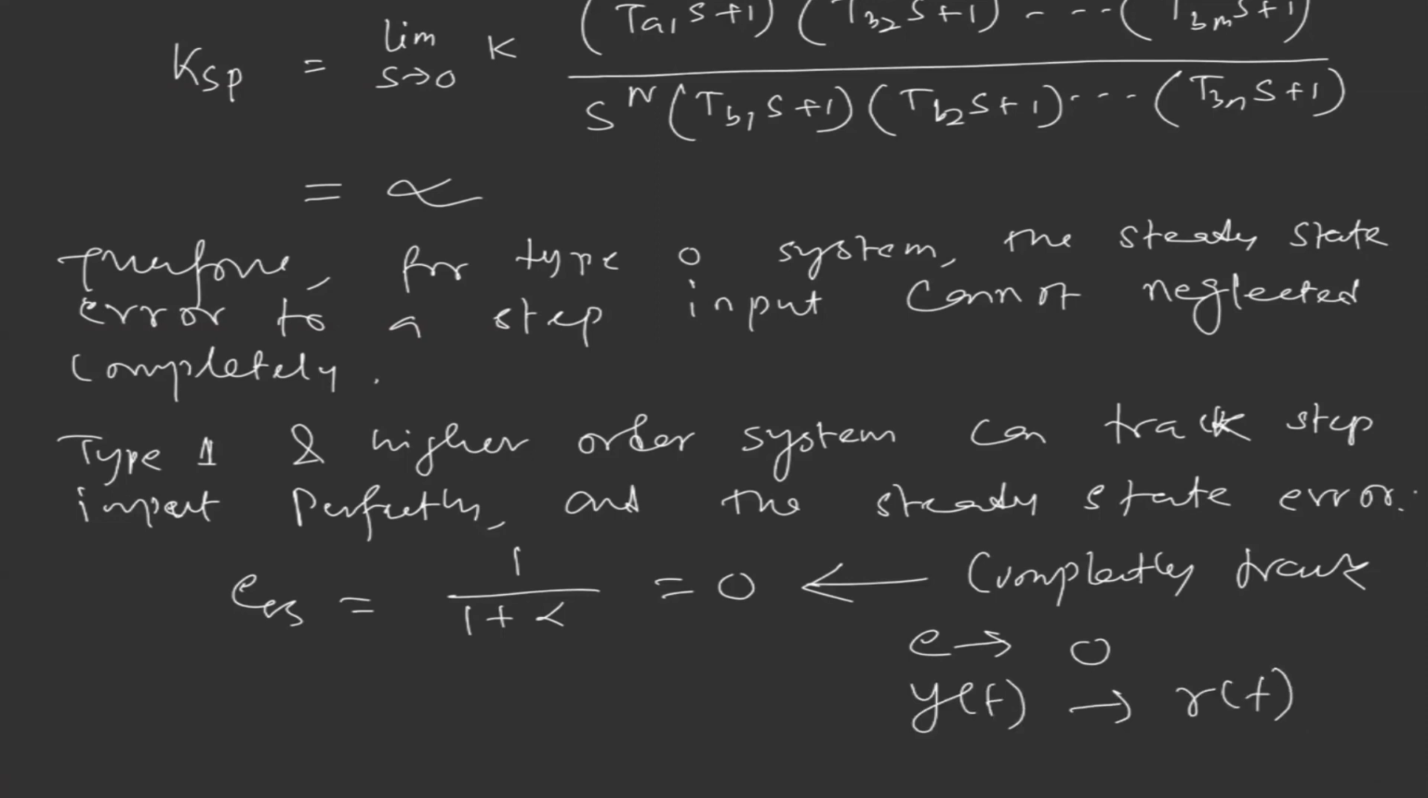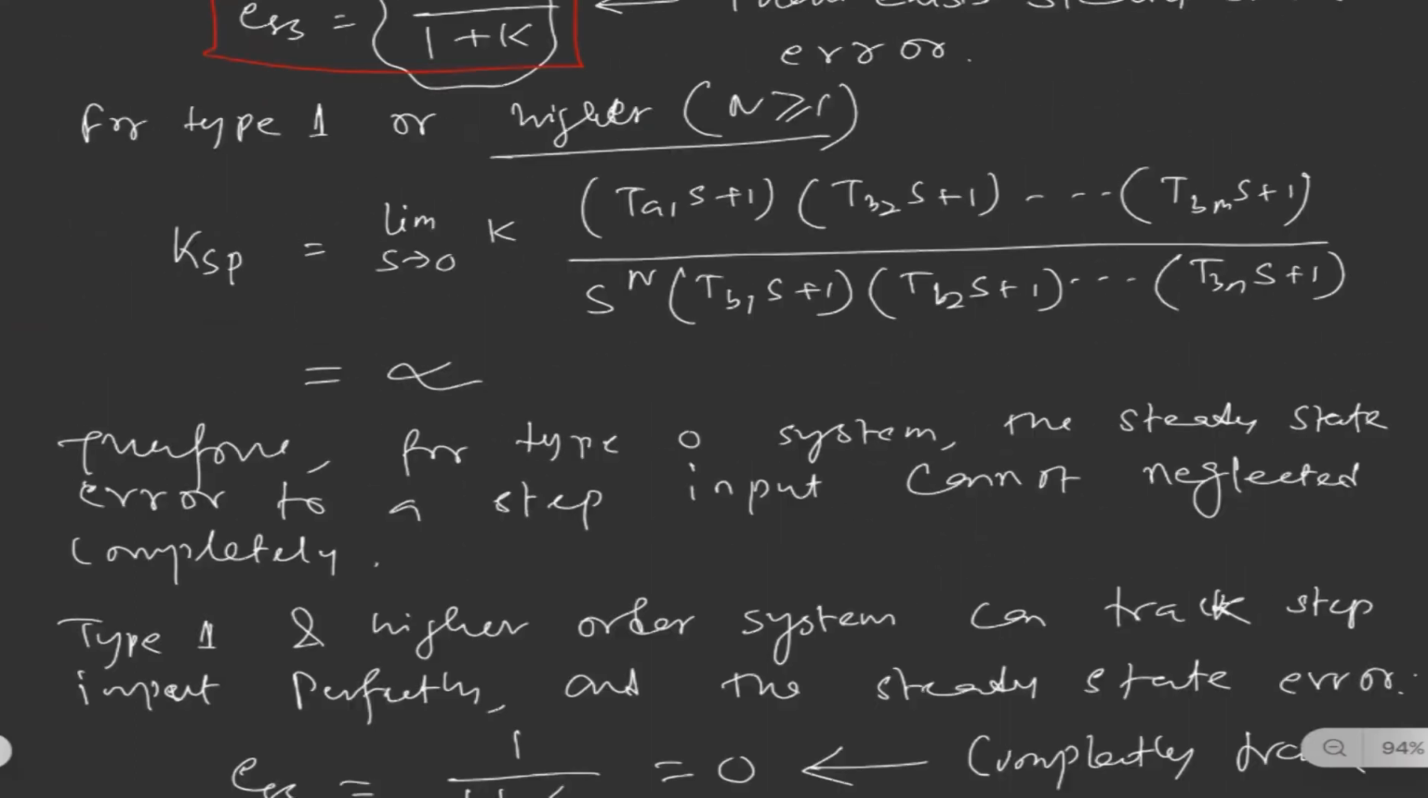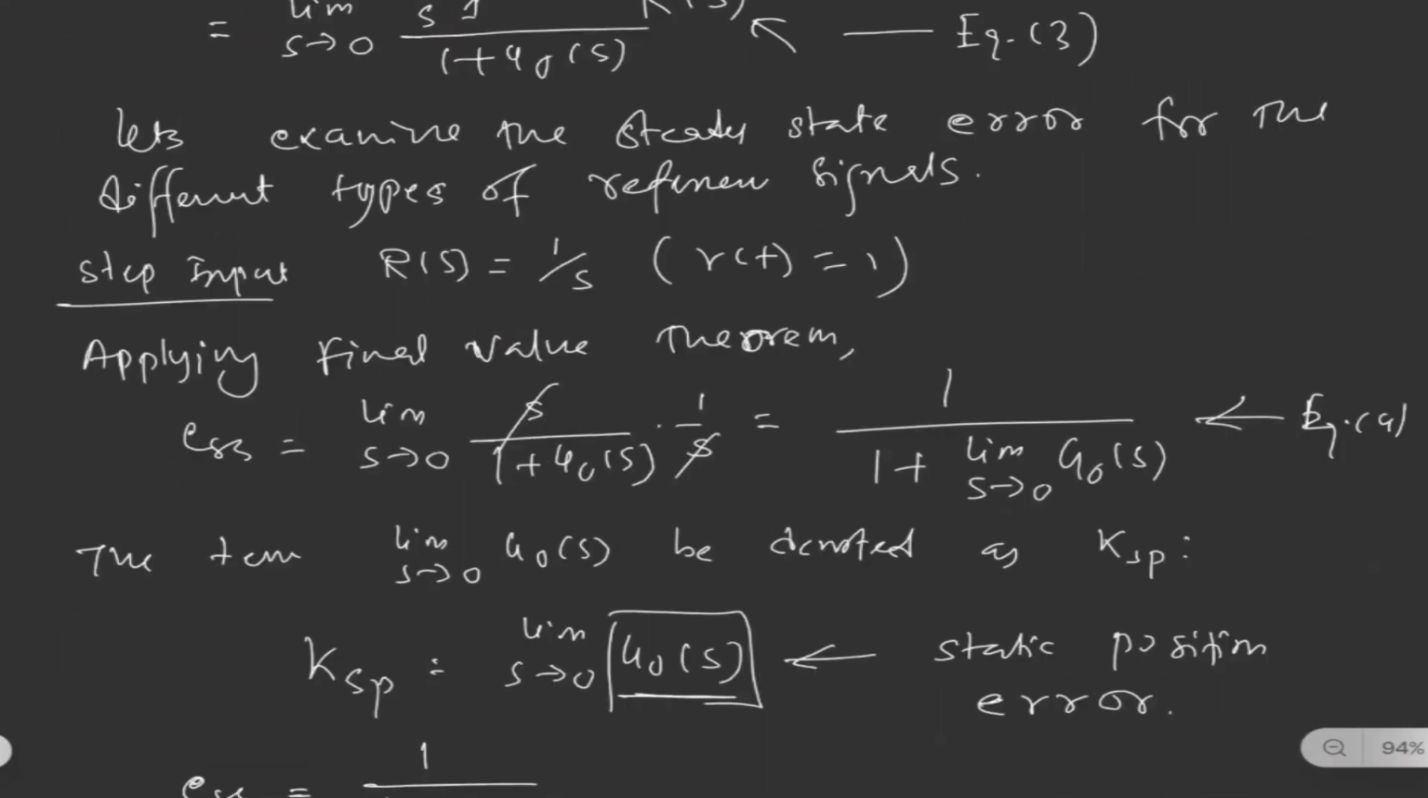So what is the takeaway from this part? If the system is type 1 or a higher order system, and you have a step reference signal, then we can perfectly match y of t to r of t. So steady state error can be reduced to 0. This is the takeaway from this part. So this is the part for the step function.